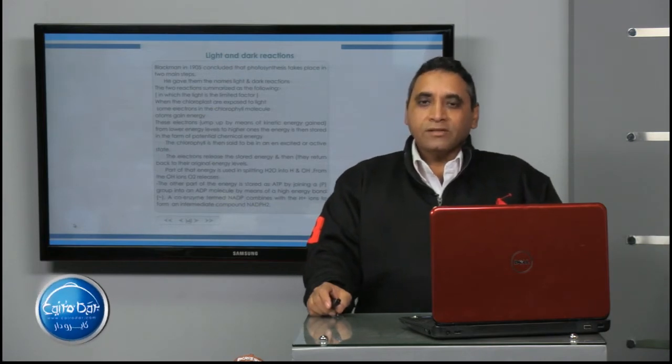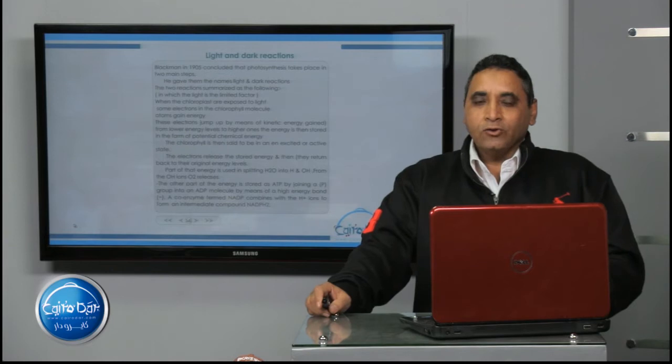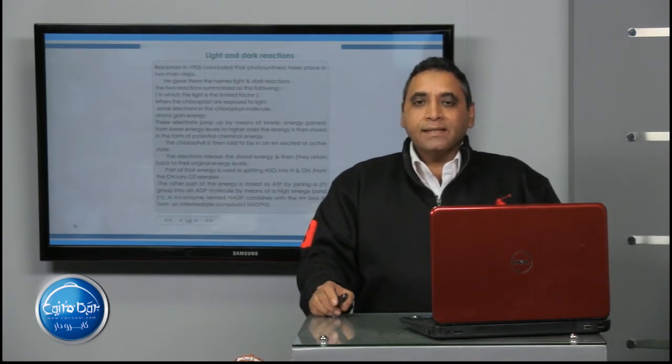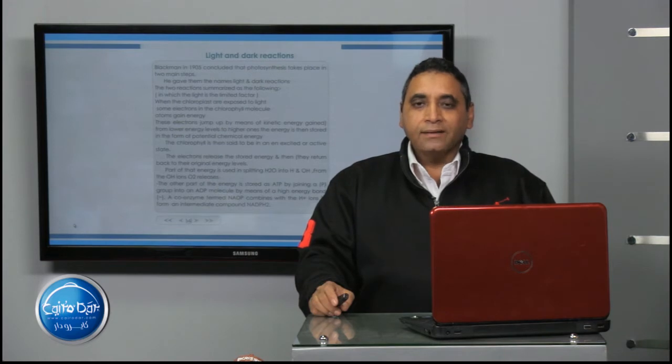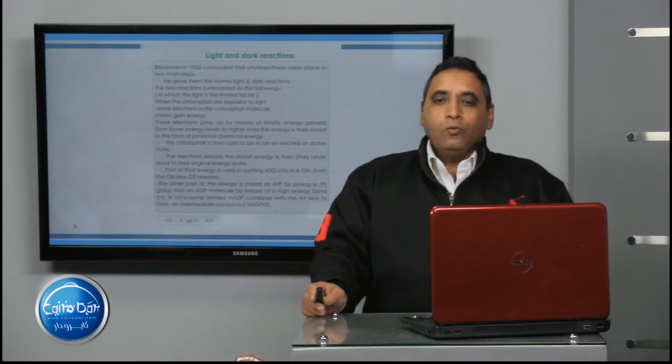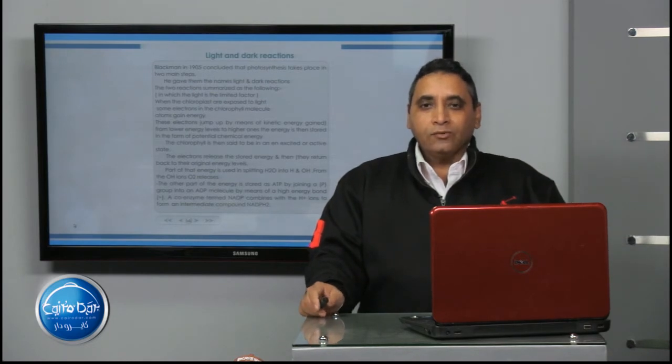The limited factor is the temperature because it acts as an enzymatic reaction, and also that takes place in the presence or absence of light. So the light is not the limited factor, but the limited factor is the temperature. So what about the steps of the light reaction?